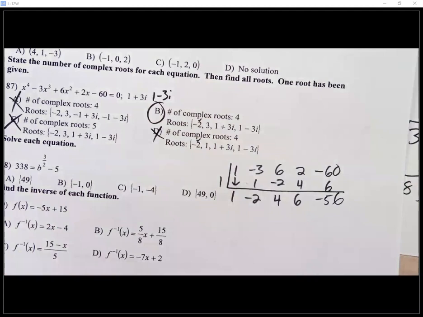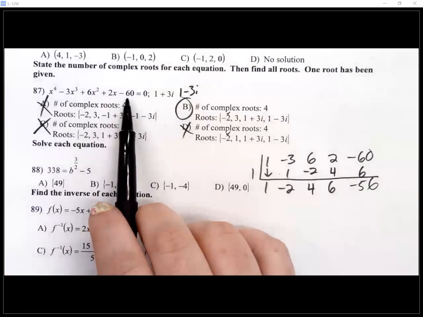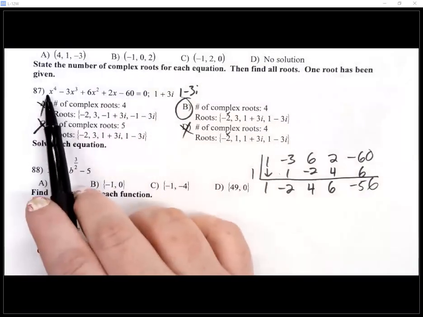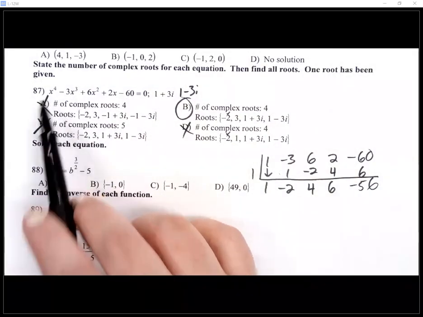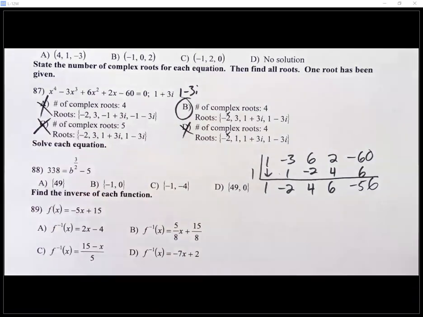If they don't give you a zero at all, that's where you have to come up with the list of possible rational roots. So that was taking all the factors of 60 and dividing it by the factors of, in this case, 1. And then you keep plugging them in until somebody works. But remember, this is multiple choice. Use it to your advantage.